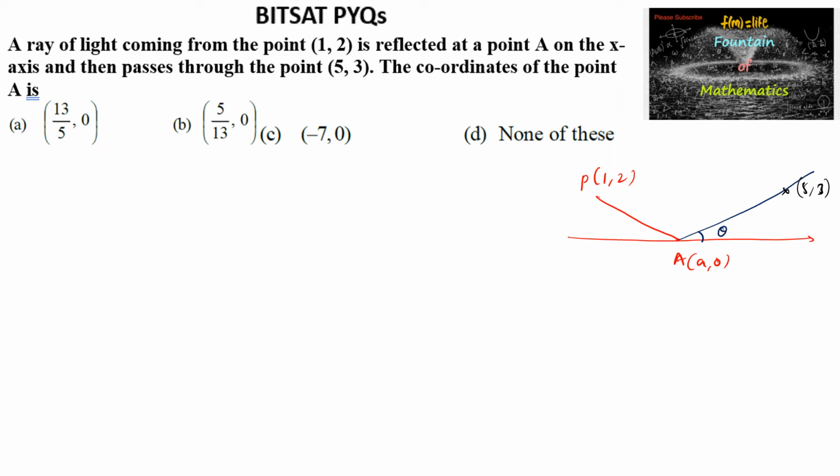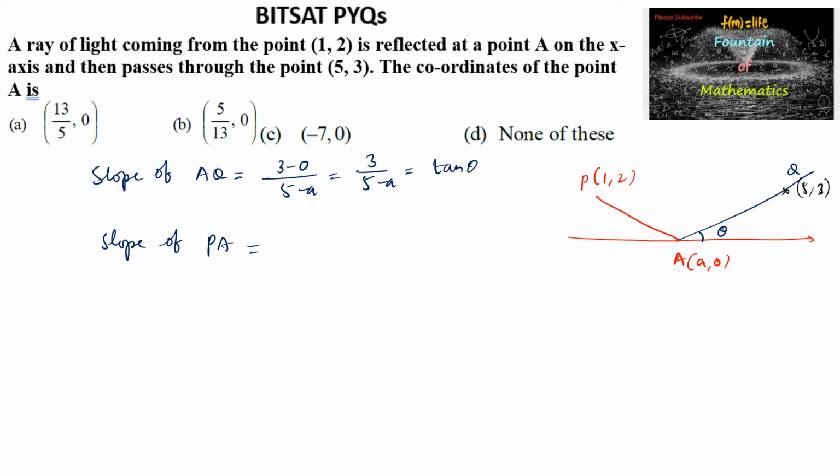Let us take the slope of this line. Say this is Q. Slope of AQ is equal to 3 minus 0 upon 5 minus a, that is 3 upon 5 minus a. Let us consider it to be tan theta, if theta is the inclination. And then slope of PA, we can write 2 minus 0 upon 1 minus a, that is 2 upon 1 minus a. And here we can consider this is angle theta, so this will be total pi minus theta.